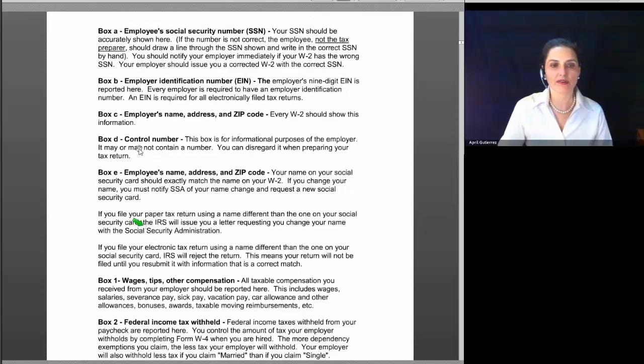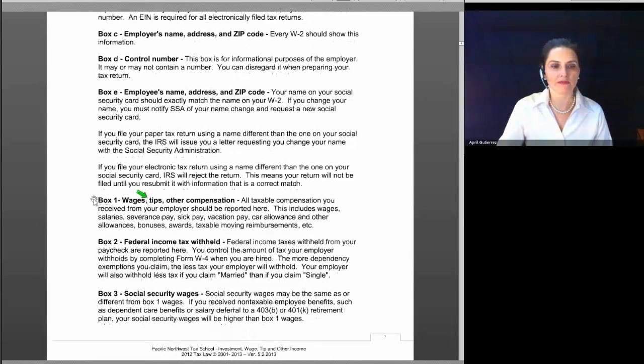And I'm not going to talk about every single box with you. That would be rather dull and boring, but I will point out some of the important ones. Obviously, clearly, Box 1 is where income is reported, and that is taxable compensation of the employee.